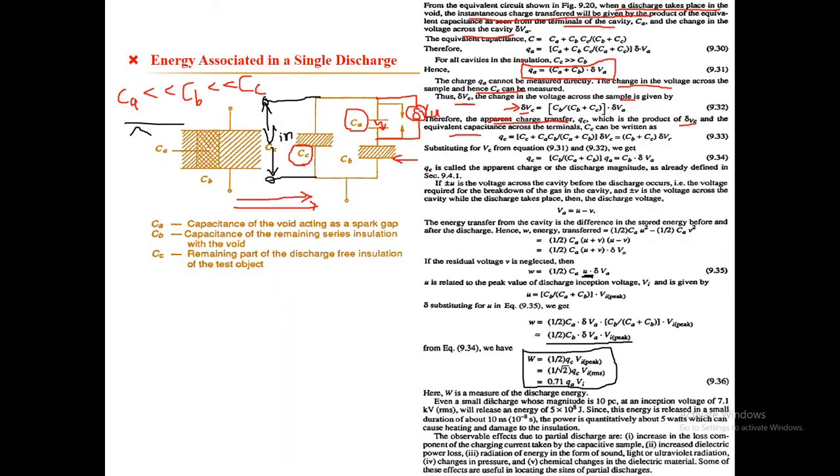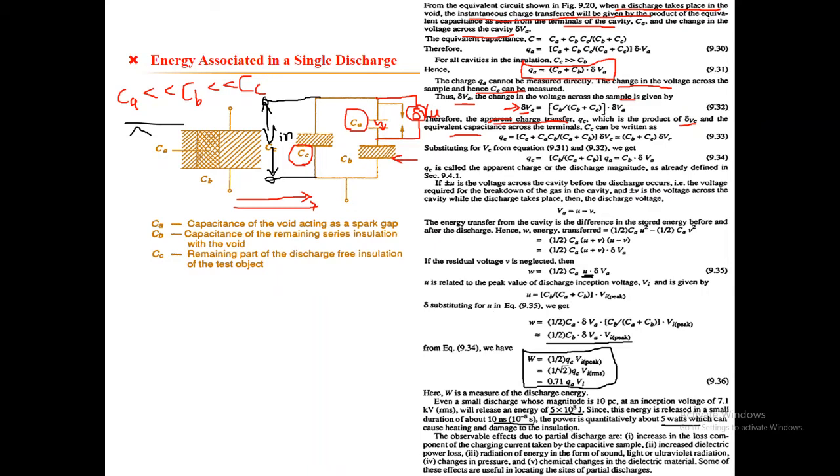Okay, so W is nothing but a measure of discharge energy. Even a small discharge whose magnitude is 10 picocoulomb at an inception voltage of 7.1 kilovolt RMS can release energy of 5 into 10 raised to 8 joules. This energy is released in a small duration of 10 raised to minus 8 seconds. The power is quantitatively about 5 watts, which can cause heating and damage to the insulation.